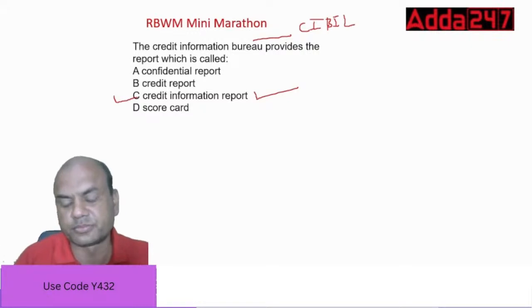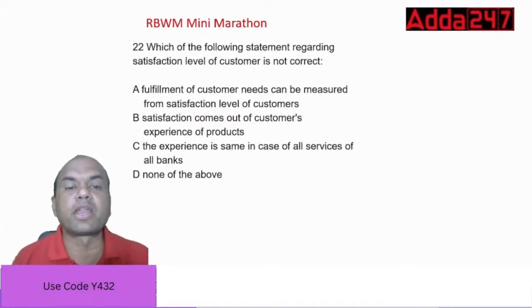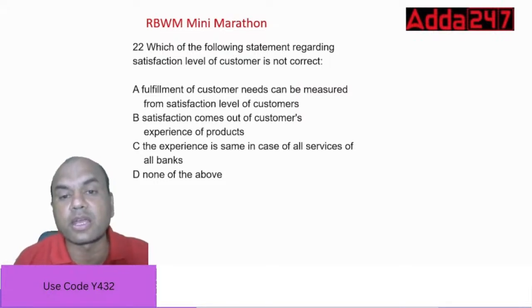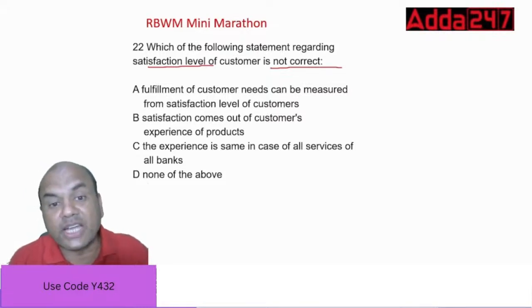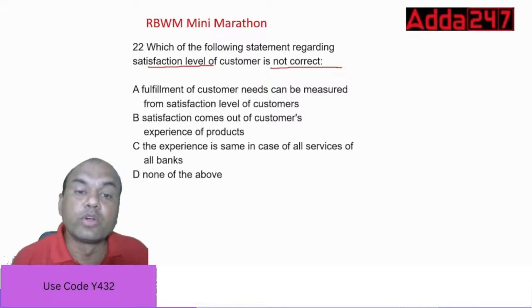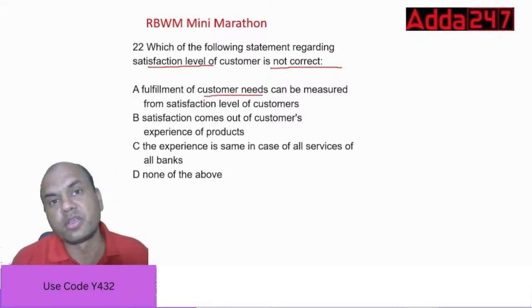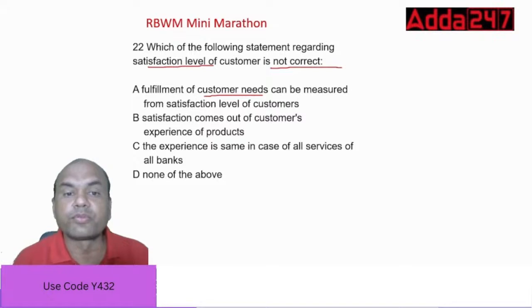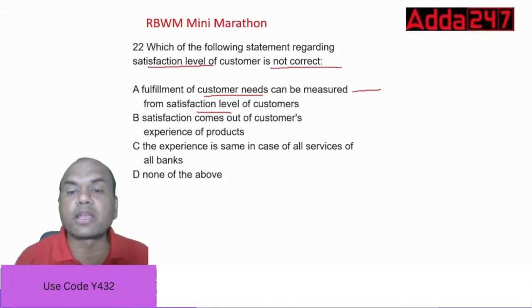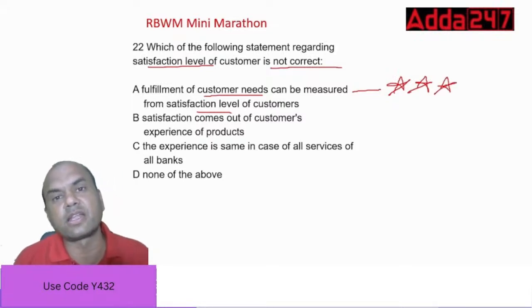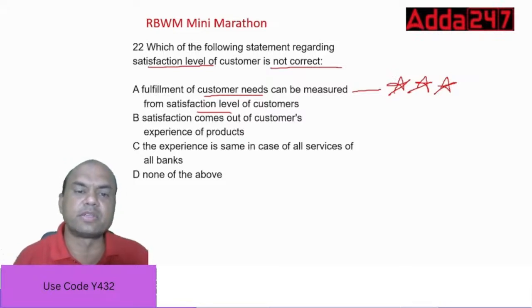Okay, C. Got it? Which of the following statements regarding the satisfaction level of the customer is not correct? We want the one that is not correct. Fulfillment of the customer needs can be measured through the satisfaction level of the customers. Means what? Whether I have come to the branch and whether I am satisfied by your service or not. How will you know? From the satisfaction level. In online banking we generally take those star ratings, right? Nowadays all the customers are online, so we give them those 5-star, 3-star ratings. That is generally the satisfaction level.